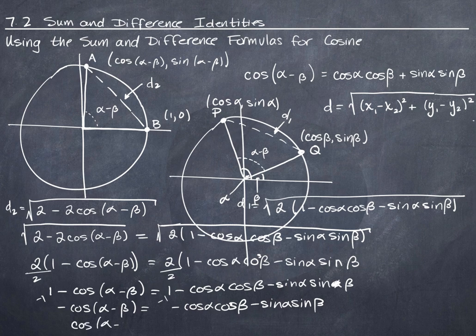Cosine alpha minus beta equals cosine alpha cosine beta, plus, because I multiplied the whole left-hand side and the whole right-hand side by negative 1, that changes all the signs. So I have plus sine alpha sine beta. And this is the result I was asked to prove.